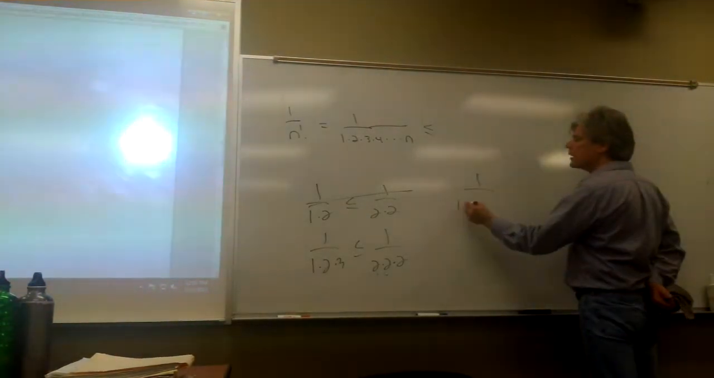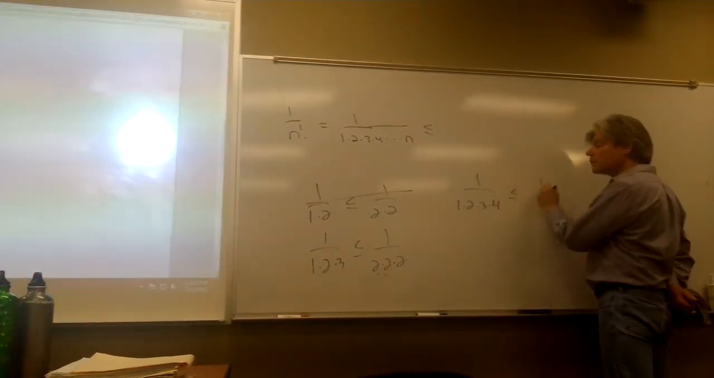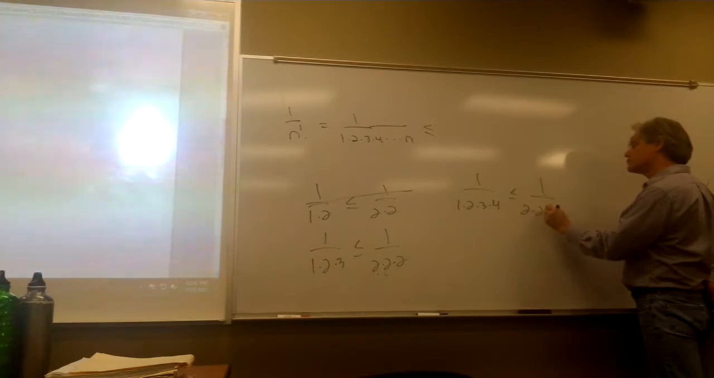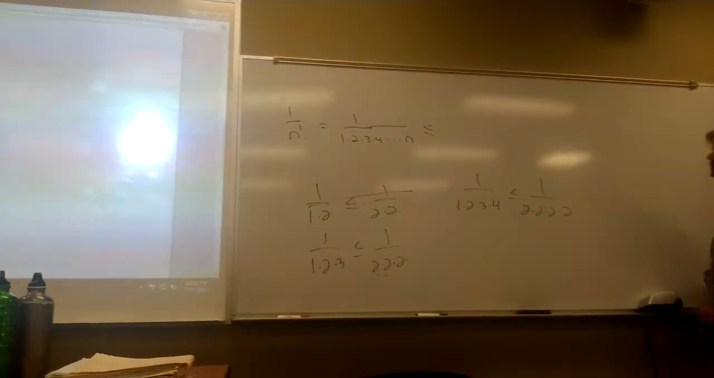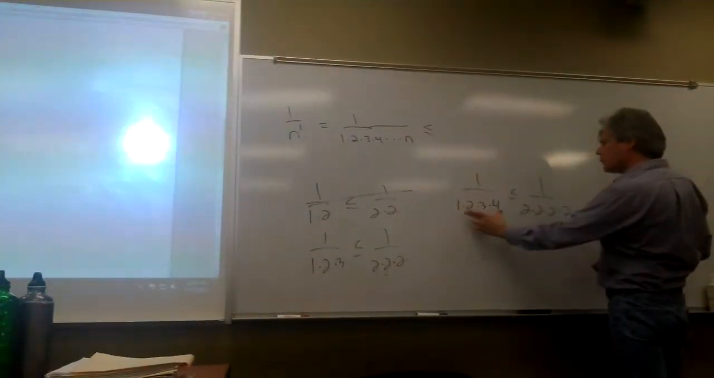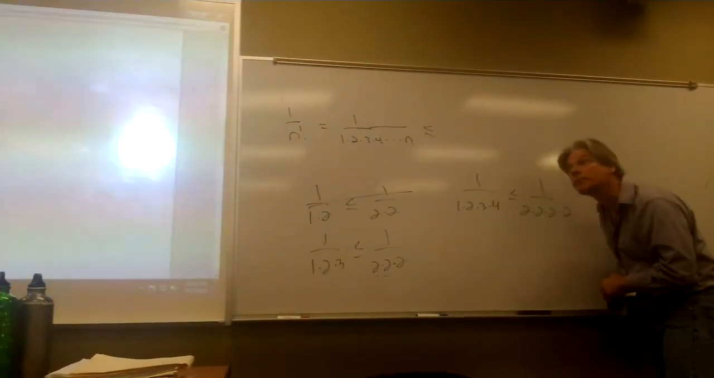What about 1 times 2 times 3 times something bigger like a 4? Do you think this is going to work? Oops, excuse me, hold it. I made a mistake. I don't know. Is that true? Yes, I think it is. Because technically speaking, this product over here is bigger than that product. So this fraction's smaller than this one since their numerators are the same.